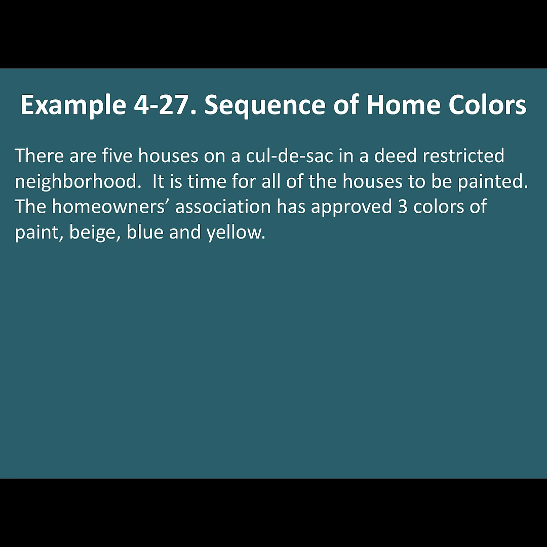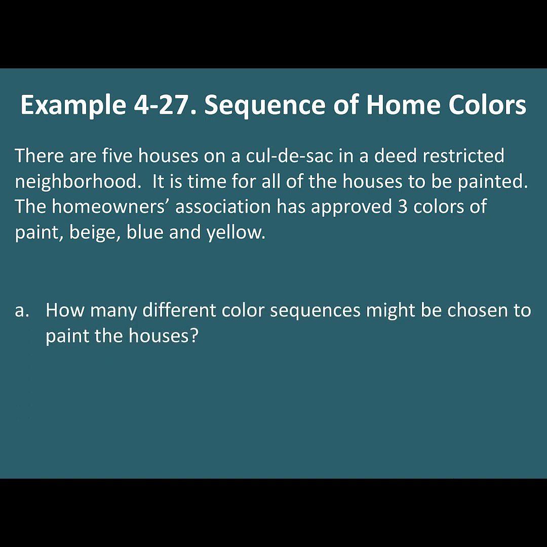There are 5 houses on a cul-de-sac in a deed-restricted neighborhood. It is time for all of the houses to be painted. The Homeowners Association has approved 3 colors of paint: beige, blue, and yellow. How many different color sequences might be chosen to paint the houses?